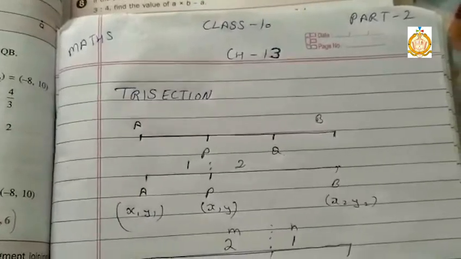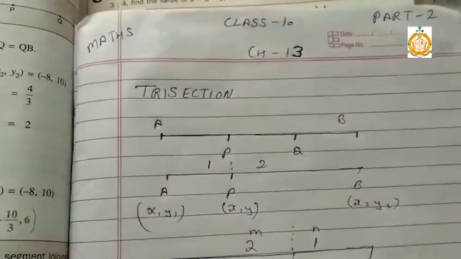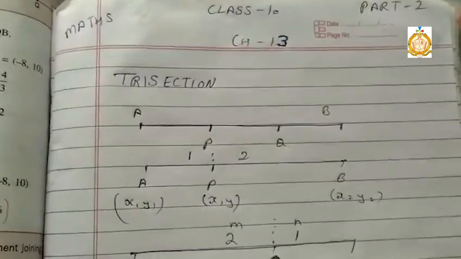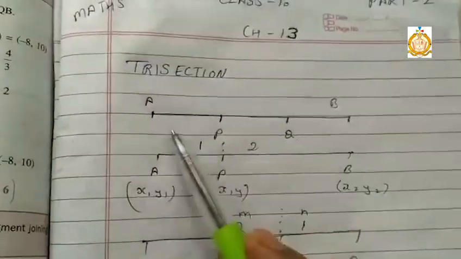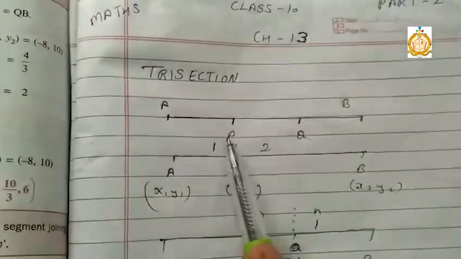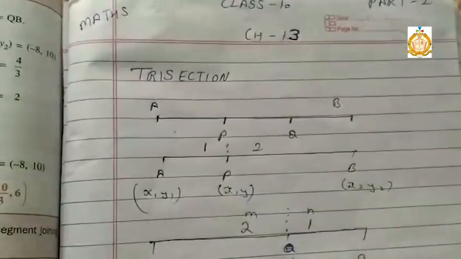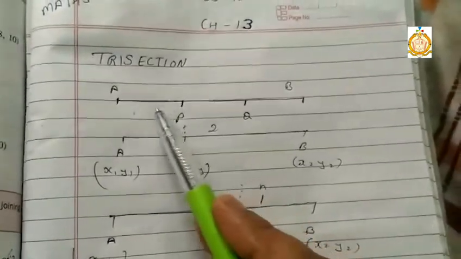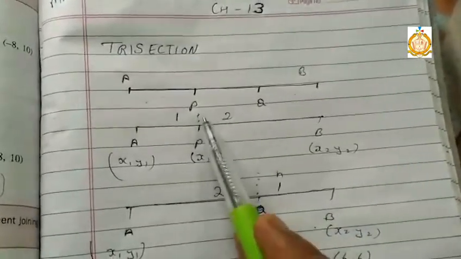I am going to explain the next concept of chapter number 13, section and midpoint formula. The section formula we have already done. Now, there is another concept, that is trisection. Trisection means there are 2 points that divide a line segment into 3 equal parts. If there is a point P, AP, PQ and QB are the 3 equal parts. Now see, students, if I want to find P, how many parts are there? On this side 1, but after P there are 2 parts. That's why the ratio becomes 1:2.